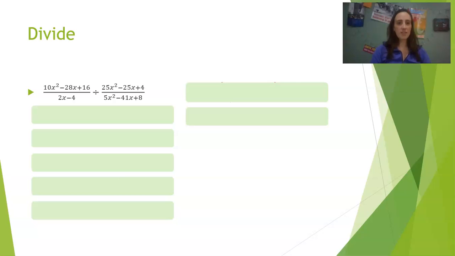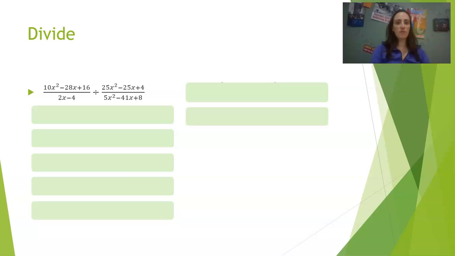Divide 10x squared minus 28x plus 16 over 2x minus 4 divided by 25x squared minus 25x plus 4 all over 5x squared minus 41x plus 8.